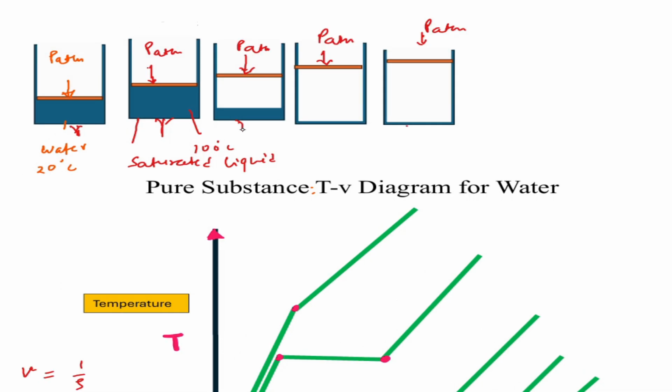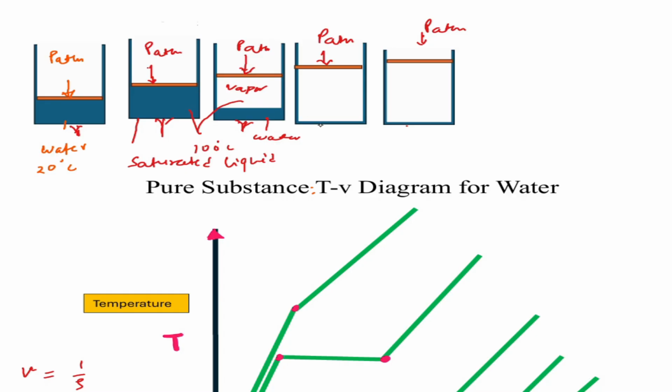Further heat this system. So some water will convert into vapor, and here some water remains. Still its temperature remains constant, at 100 degrees centigrade, because here a phase change is taking place. During the phase change, we know temperature remains constant when the pressure is also the same.